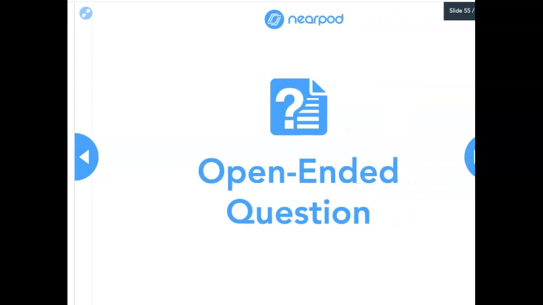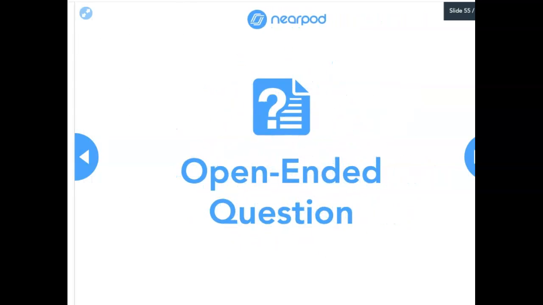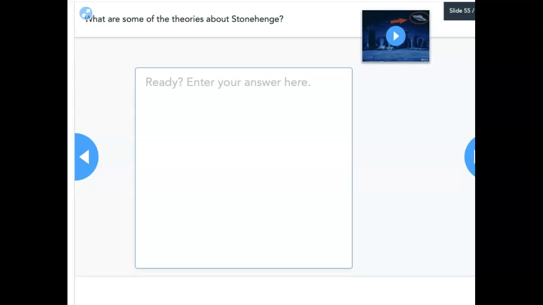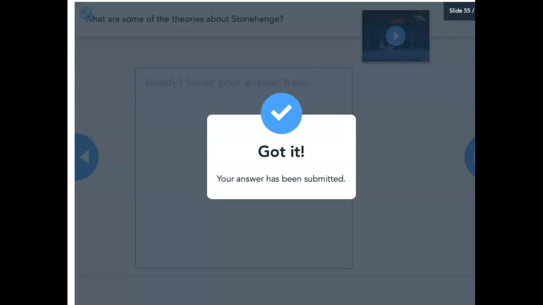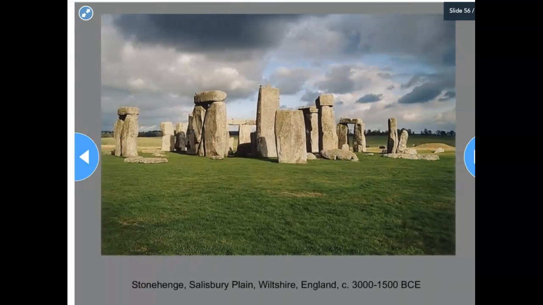So let's talk about Stonehenge for a few minutes. There are lots of very cool videos that you can see. What are some of the theories about Stonehenge? You can think about this for a minute and write down what you think. And this is the typical photograph. By the way, you cannot get this close to Stonehenge anymore, unfortunately. There was some graffiti there, and people were not treating it with the care that it deserved, so it's quite closed off.